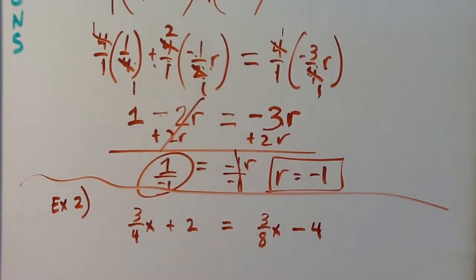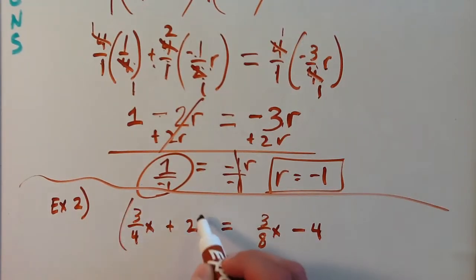Example number 2, I have 3/4 x plus 2 equals 3/8 x minus 4. Now I see I have fractions. I want to eliminate those fractions. I want those fractions to be integers. And so I need to think about what number I can multiply both sides by so that I end up with only integers. Well, I see my denominators are 4 and 8. So what is the LCM, or the lowest common multiple, between 4 and 8? Well, you should say 8, right?